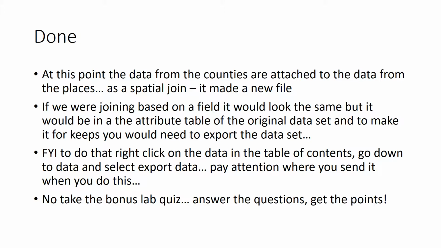So at this point, with the data joined from one to the other, you're basically done. And if we're joining based on a field, it wouldn't be quite the same. It would be relatively easy, and it would be temporary, and to make it permanent, you'd have to export it. And so that's kind of the steps that you're going to go through. If you followed all these steps and you completed everything just as I did, you're going to have your county data joined to your places, and you can then find out all kinds of information simply by sorting individual columns ascending or descending, and looking at them that way.